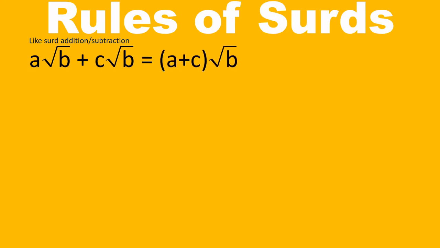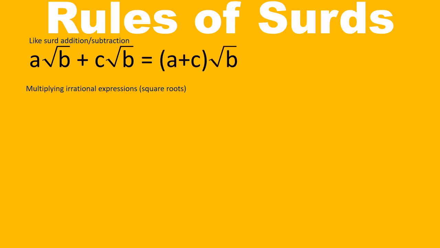First, let's start with the rules of surds. You should have seen some of these before. For example, you should be able to add and subtract like surds. That is when you've got the same number underneath the square root sign. So a root b plus c root b will simply add together the coefficients, that is, the numbers in front of the rooted terms. So that's going to be (a plus c) root b.